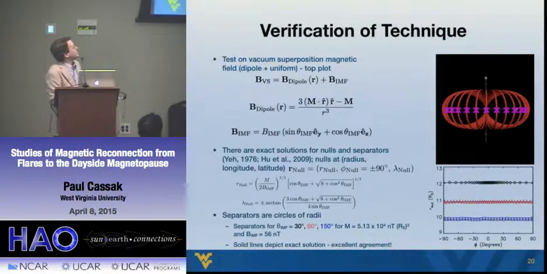Those are given here, and I won't go through that. The important point is down here. We did tests on that to see if it works. The symbols of various colors are where this technique finds the separator, and the solid lines are the exact solution. These are for different angles of that uniform field. So you can see it works.